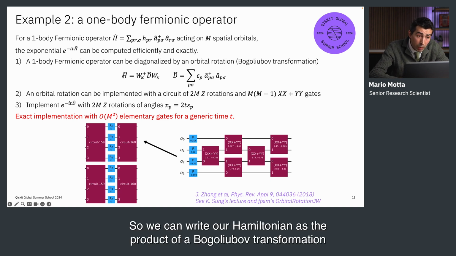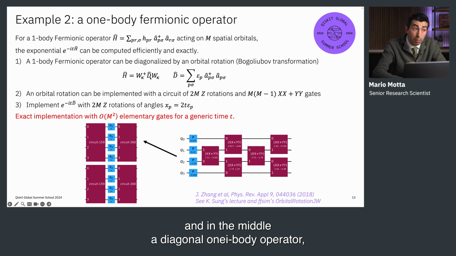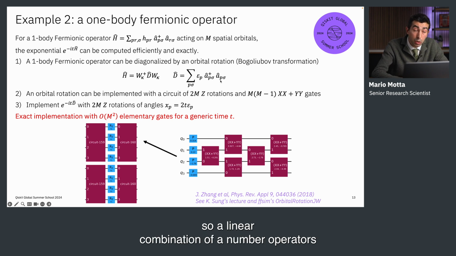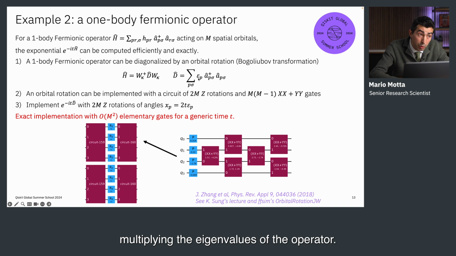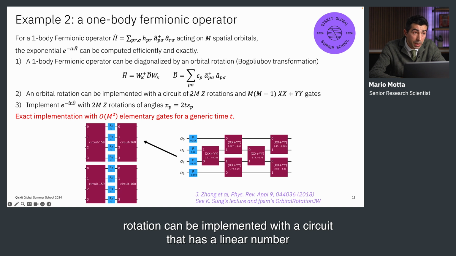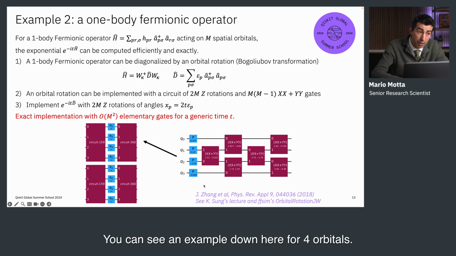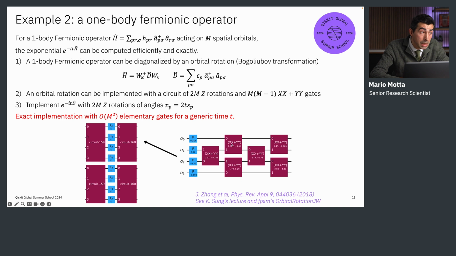So we can write our Hamiltonian as the product of a Bogoliubov transformation, another Bogoliubov transformation, and in the middle a diagonal one-body operator, so a linear combination of number operators multiplying the eigenvalues of the operator. The orbital rotation can be implemented with a circuit that has a linear number of Z rotations and a quadratic number of 2-qubit XX plus YY gates. You can see an example down here for 4 orbitals.